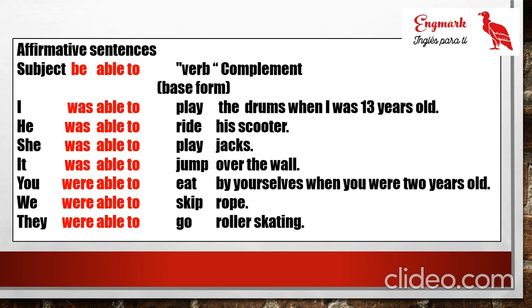You were able to eat by yourself when you were 2 years old. Vosotros pudisteis comer por sí mismos cuando tuvisteis 2 años de edad. We were able to skip rope. Nosotros pudimos saltar la soga. They were able to go roller skating. Ellos pudieron ir en patines de ruedas.